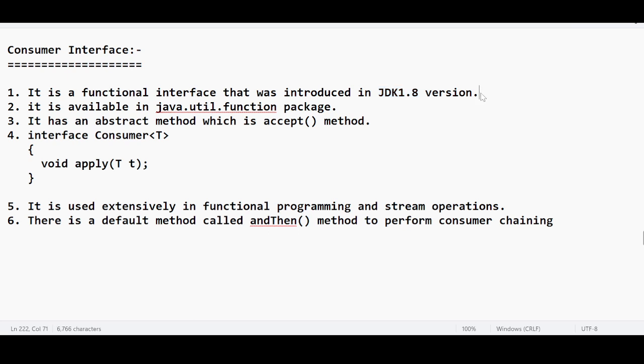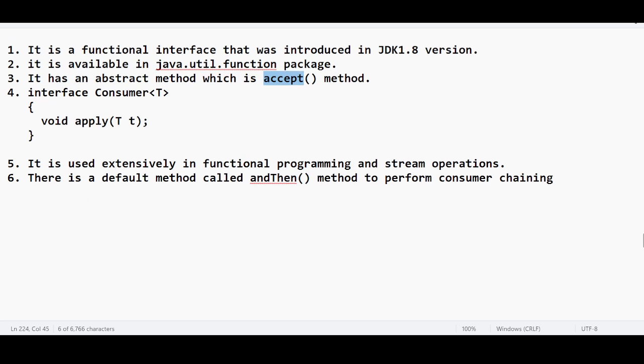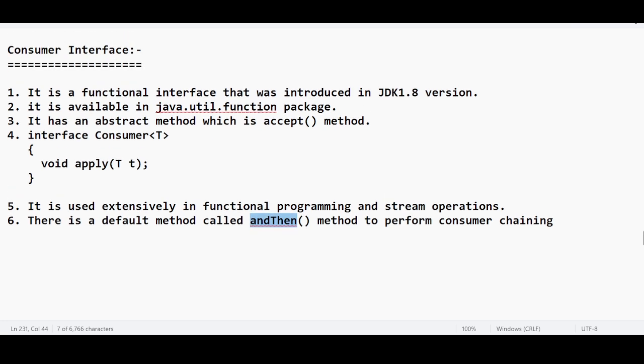It was introduced in the JDK 1.8 version, and it is available in the java.util.function package, and it has an abstract method, which is the accept method, and this is how the accept method of the consumer interface is declared. It is extensively used in functional programming and stream operations. And there is one default method called andThen. So this is all about the consumer interface.